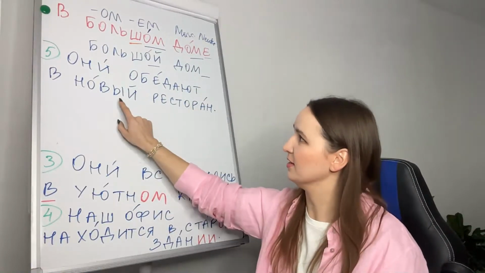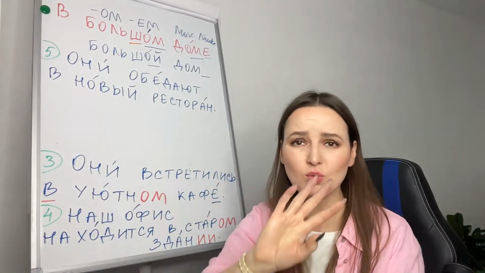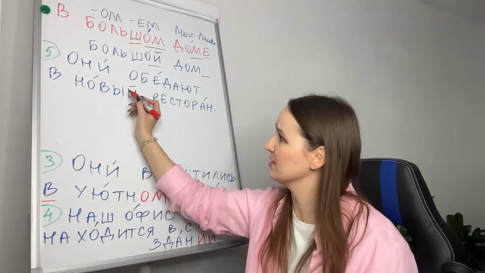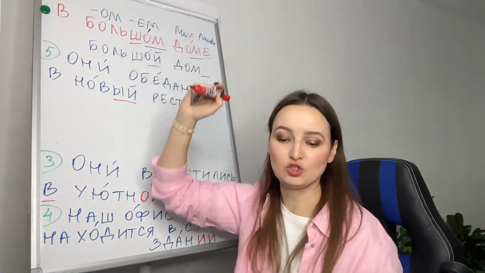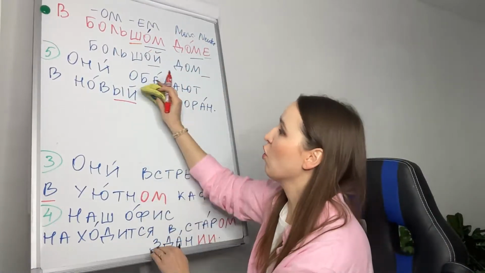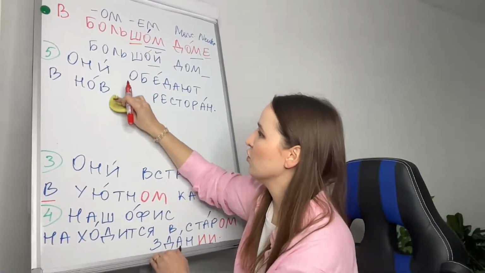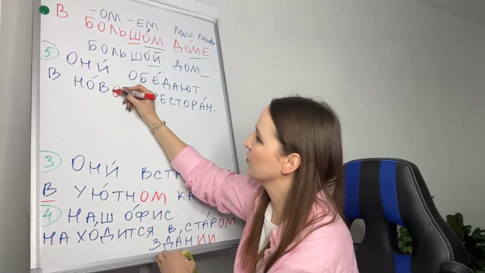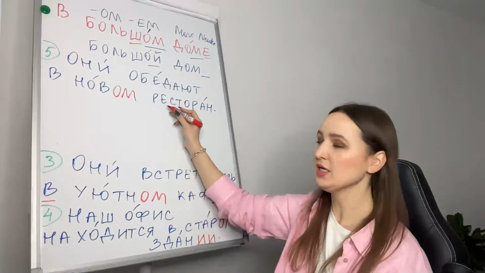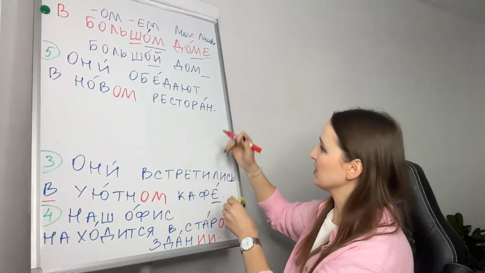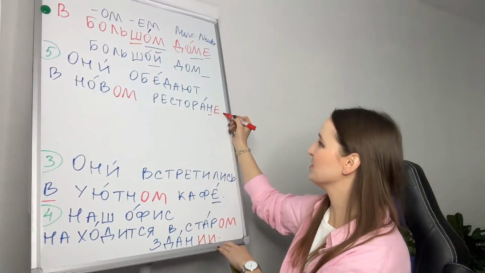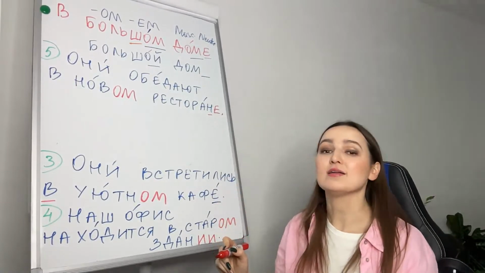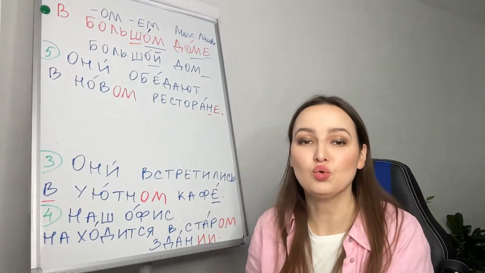Новый ресторан. So we don't have the ш letter. We have just ый here. So we'll replace this with ом to make it prepositional. В новом, in a new. В новом. Here it is easy: when it's masculine and ends in a consonant, just add е to make it prepositional. В новом ресторане. In a new restaurant.